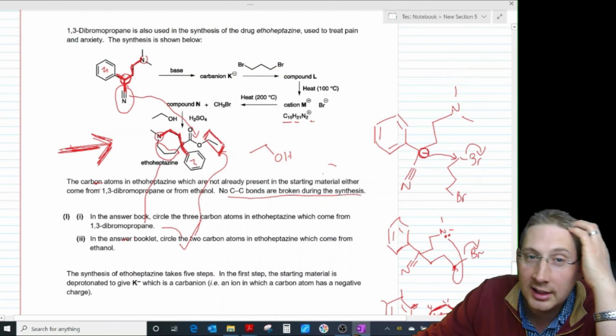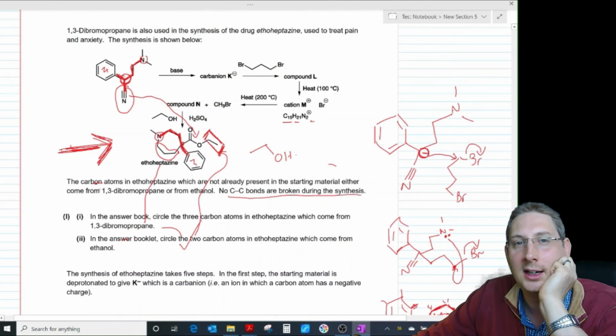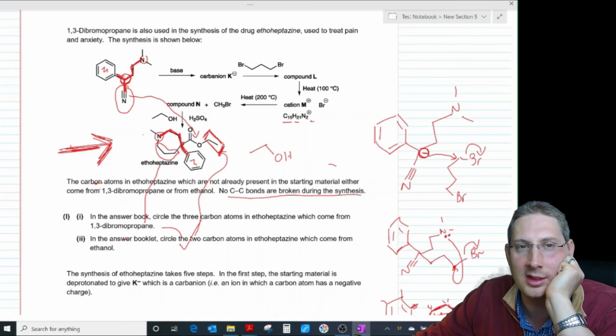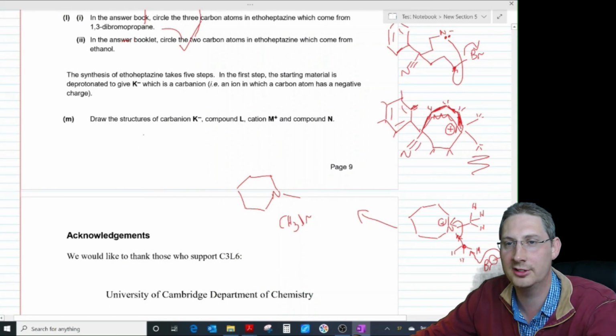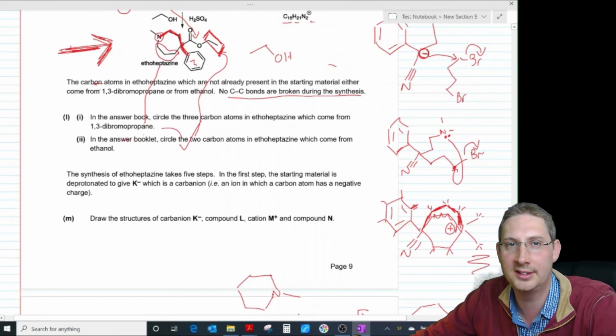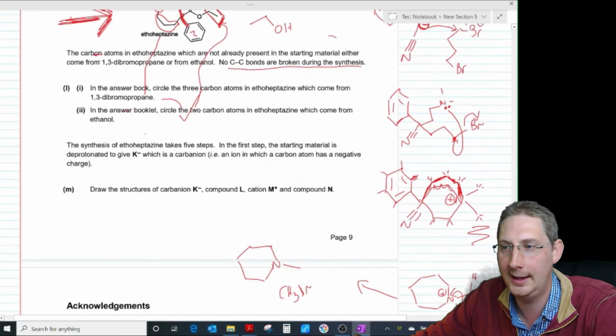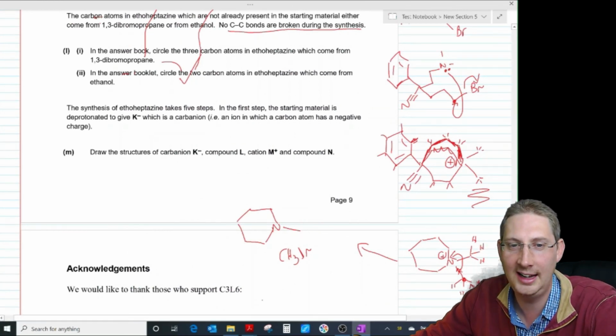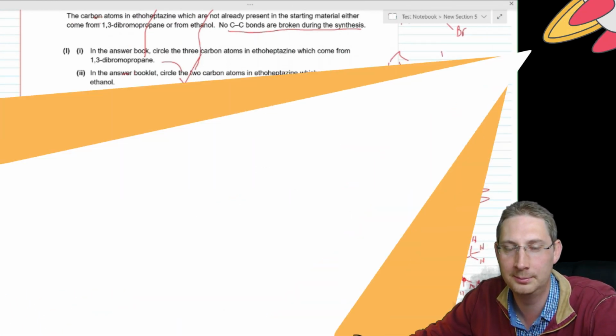And actually, let's not worry about the last bit. We're not asked to, but what we're going to essentially do is then turn that cyano group into a carboxylic acid and attack that with ethanol. But as far as I know, that cyano group is still there in compound N. So now let's have a look at the mark scheme.